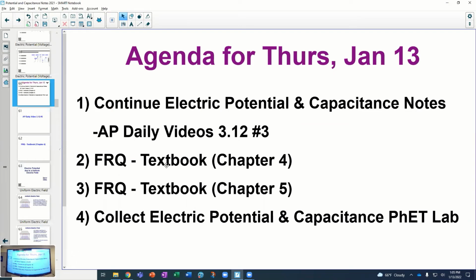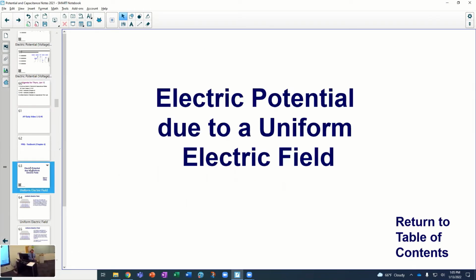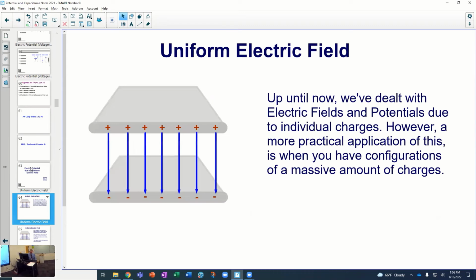All right, so we've got the FRQ, we've got the video. Now let's get into some more notes. So this is where we're gonna, like I said, start to cross even more fully into Unit 3 with circuits and specifically the concept of capacitance. But we're gonna approach it from electric potential since that's what we were just studying.